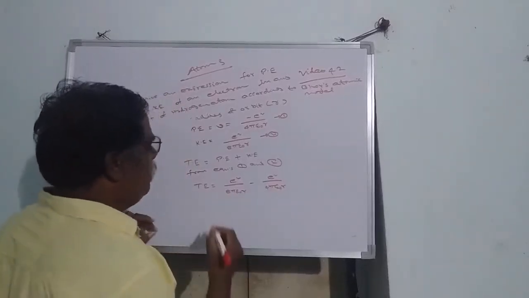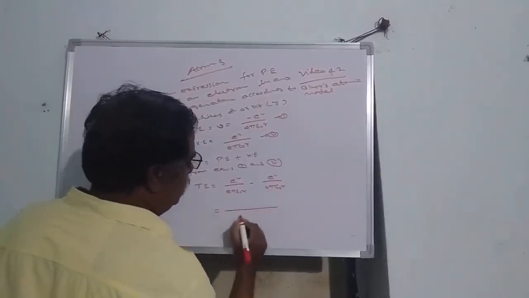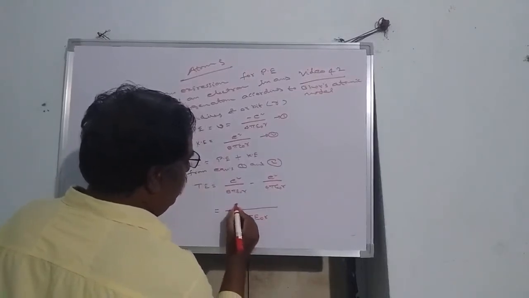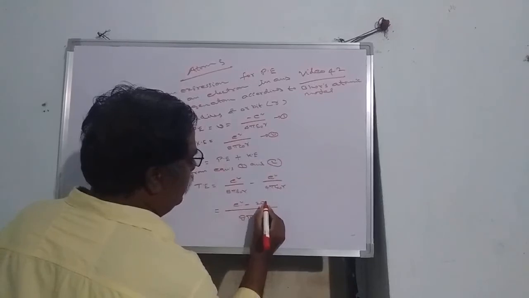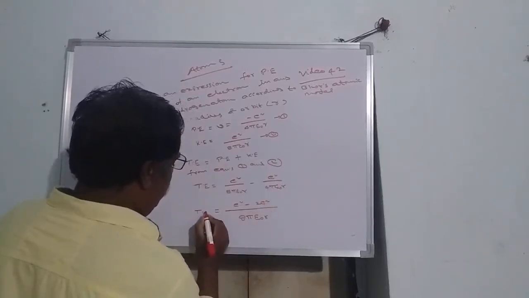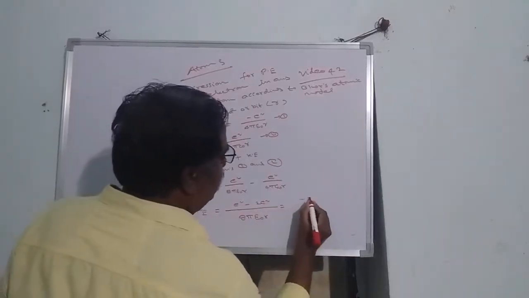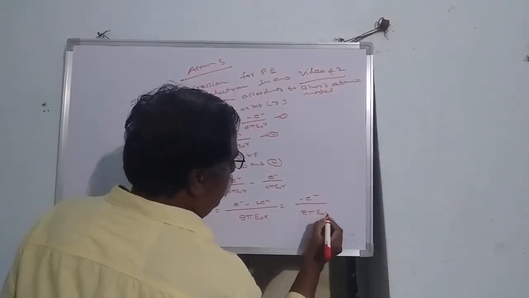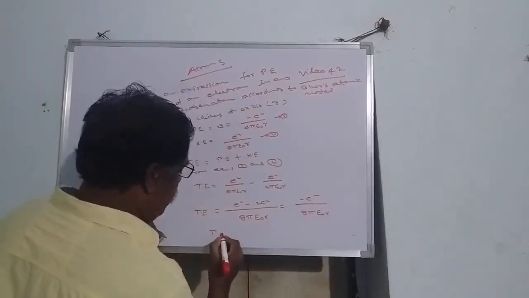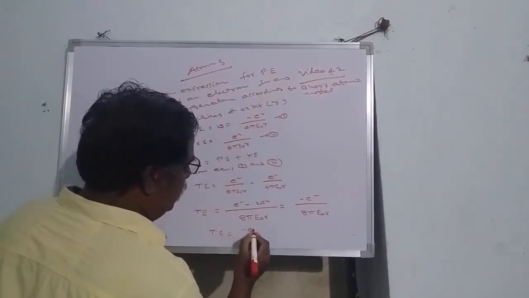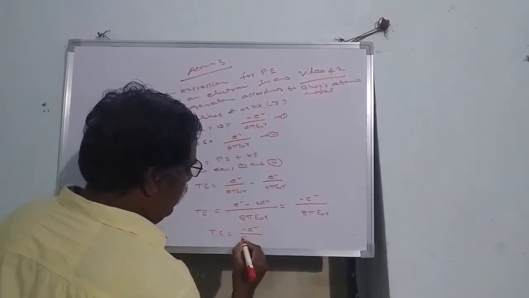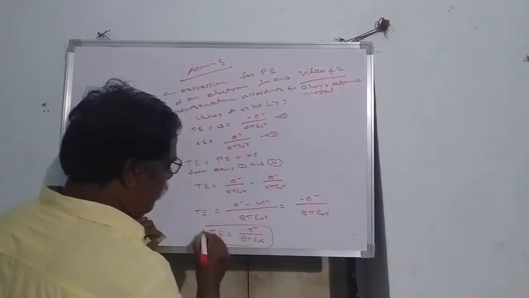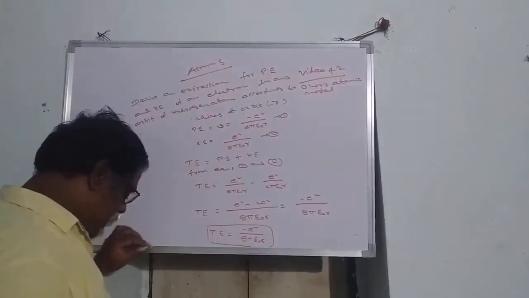Plus or minus you get minus. Here take out the LCM 8 pi epsilon naught R, then it will be e square minus 2e square. Total energy will be equal to minus e square by 8 pi epsilon naught R. Therefore, total energy is equal to minus e square by 8 pi epsilon naught R. This is the formula to find the total energy.